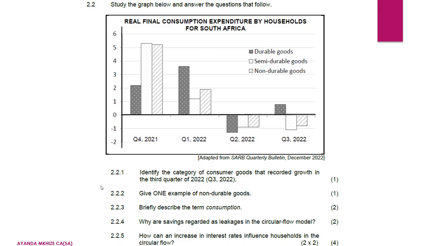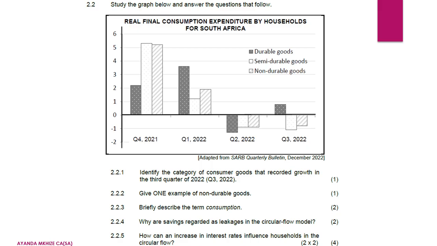So before we even answer 2.2.2, I want us to understand what are non-durable goods. Non-durable goods are products that last less than 3 years or are consumed quickly, unlike durable goods, which have a longer lifespan. They are often bought by consumers for immediate use or short-term consumption and include items like food, clothing, or gasoline, which is like your oil.